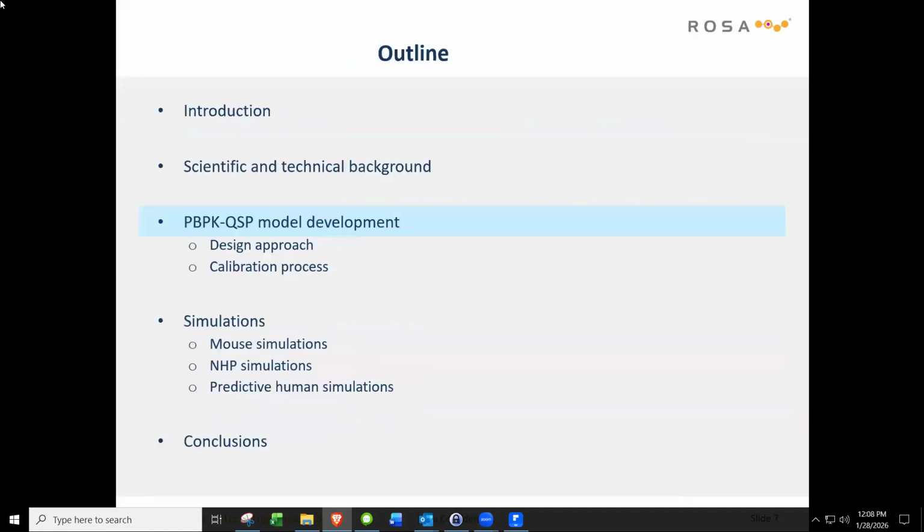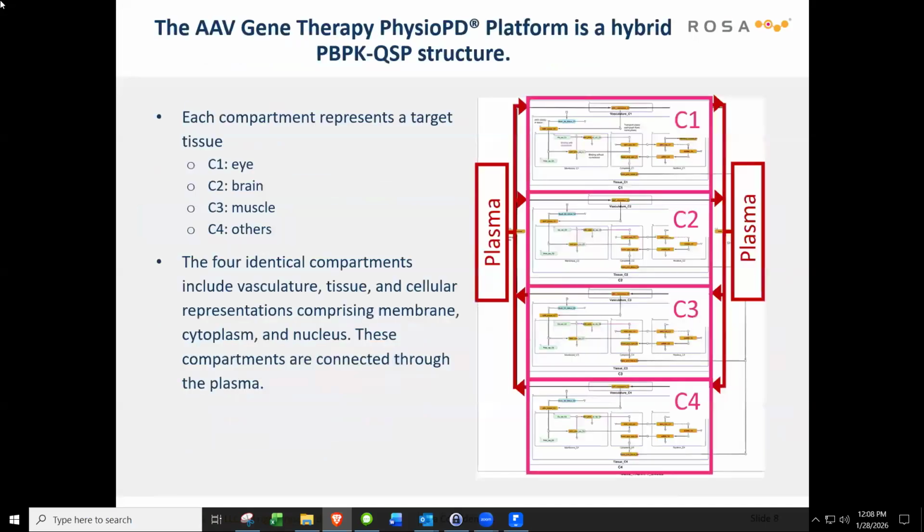Now we're going to show how the model has been developed, the approach we took for the design and also for the calibration process. This gene therapy platform, as we explained, is a PBPK QSP structure, and we can see here on the right, when we see the overall picture, we see the PBPK structure.